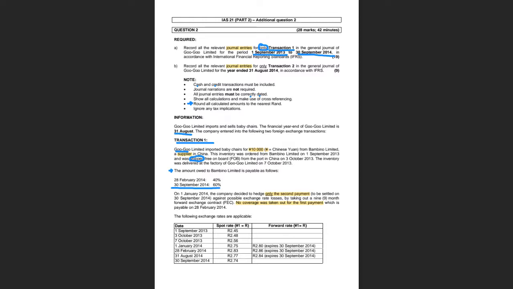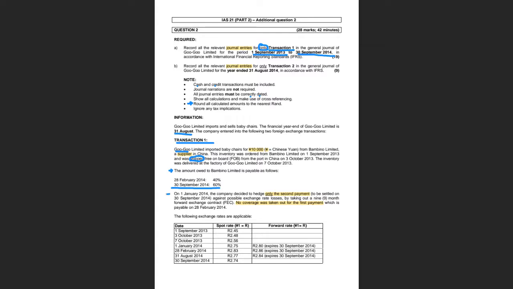So if you have a look at the dates, they're asking us to go from before the transaction date, right? So the 1st of September, which is before the transaction date, all the way to the last settlement, right? So they're asking us to prepare those journal entries for all of those dates, right? So let's have a look what it says next.